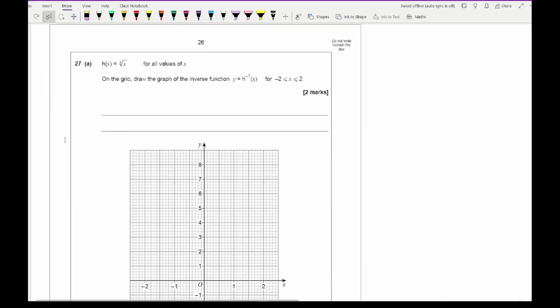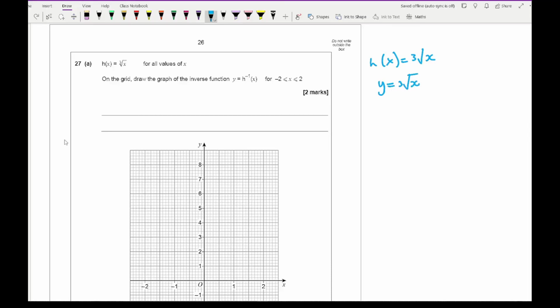Then working out with question 27, it says the function h of x is equal to the cube root of x, for all values of x. On the grid, draw the graph of the inverse function. Now, if h of x is equal to the cube root of x, then to work out the inverse function, I make the function equal to y, and then make y the subject.